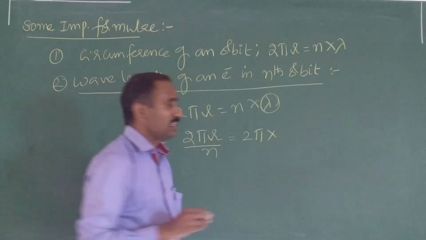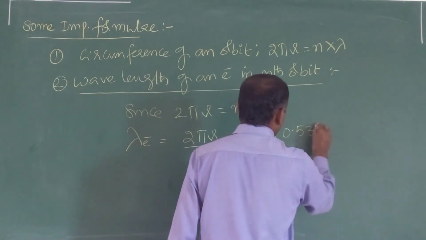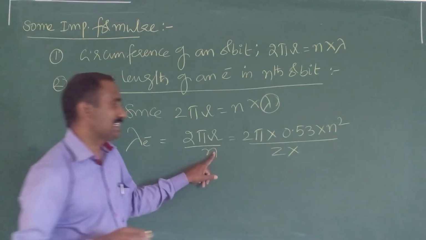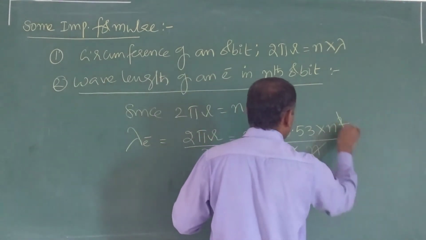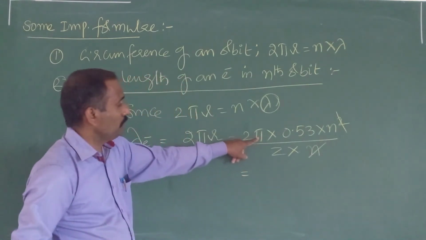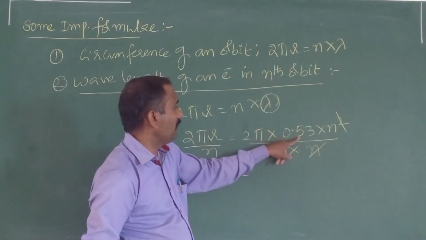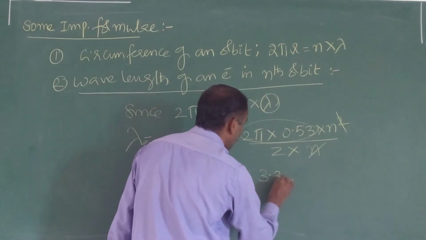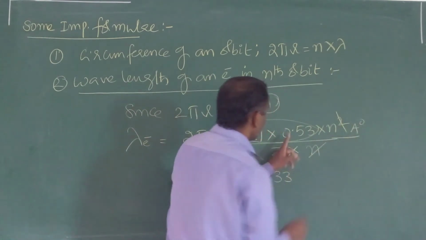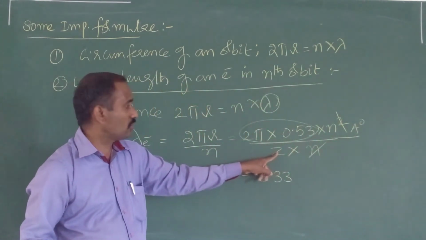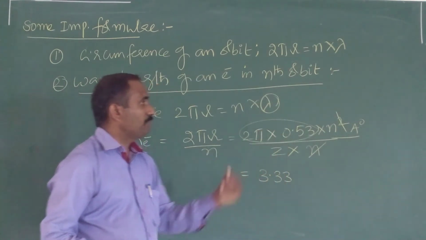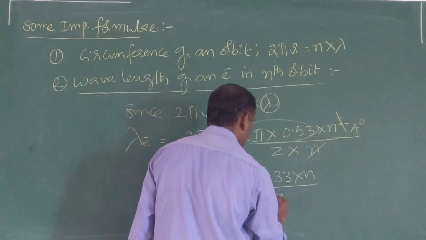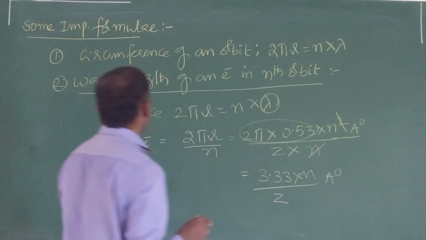In the beginning, we studied the shortcut formulas: 0.53 into n square by z. Here the denominator has n, so n and n cancel. So 2 into pi value 3.14 into 0.53. If you calculate these values, you will get 3.33. This formula is in terms of angstroms: 0.53 into n square by z angstroms. So if you multiply this value, you will get 3.33 into n in the numerator, z in the denominator, angstroms. So this formula is very important.